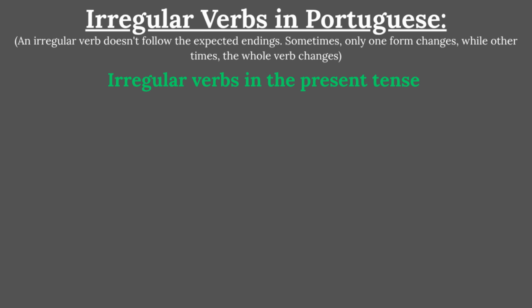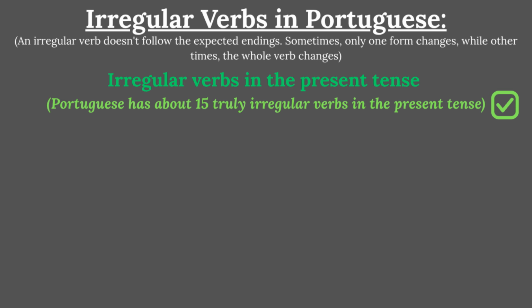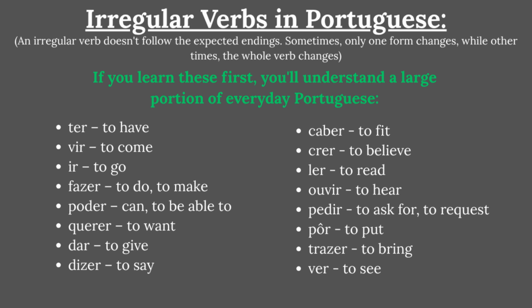The good news is that Portuguese has about 15 truly irregular verbs in the present tense. While regular verbs follow common endings, irregular ones often have stem changes, while others change the whole verb. In this lesson, it's good to focus on the most common irregular verbs because they can help you understand a big portion of everyday Portuguese. Such verbs include ter, vir, ir, fazer, poder, querer, dar, dizer, caber, crer, ler, ouvir, pedir, pôr, trazer, ver.